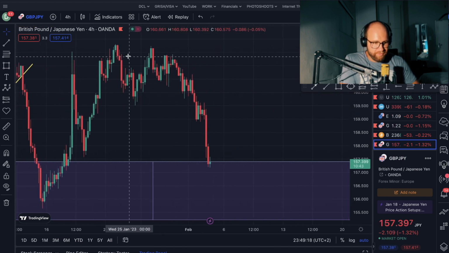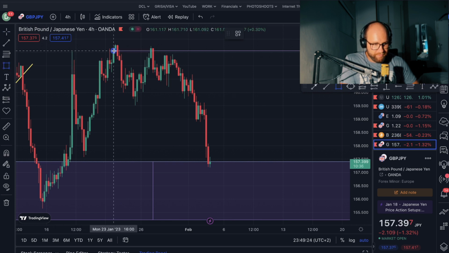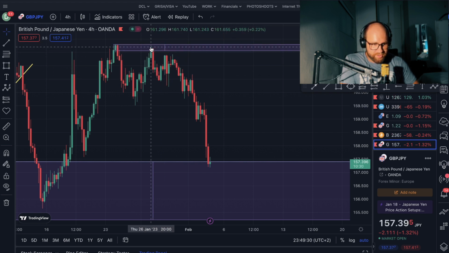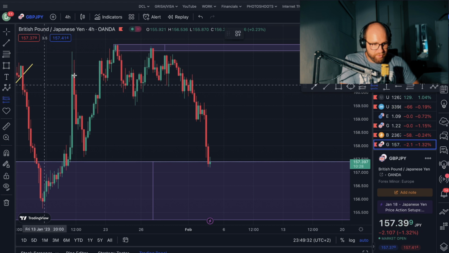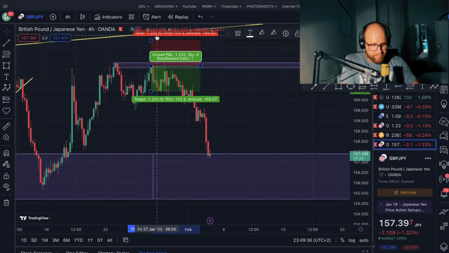Now let's see what we have here. We have structure breaking there. We have a little supply zone down here. This is now a 4-hour supply zone. And yet again, look at this. We have market coming back, tapping in just about halfway, giving you another sell opportunity. Let me just clean that up for you.